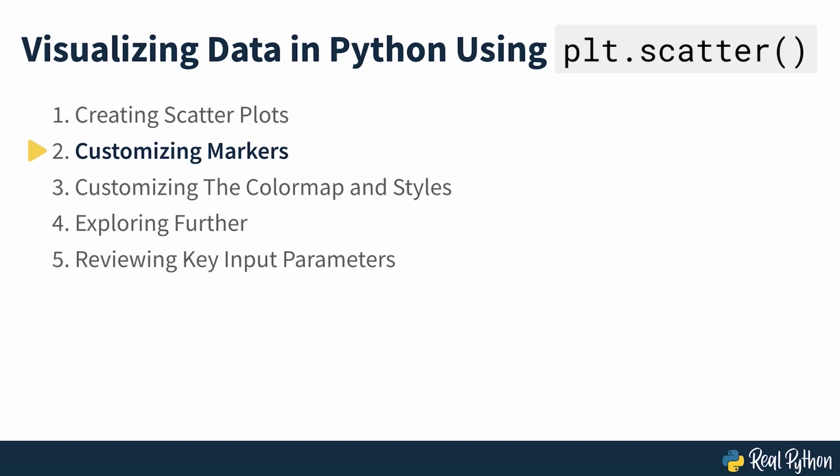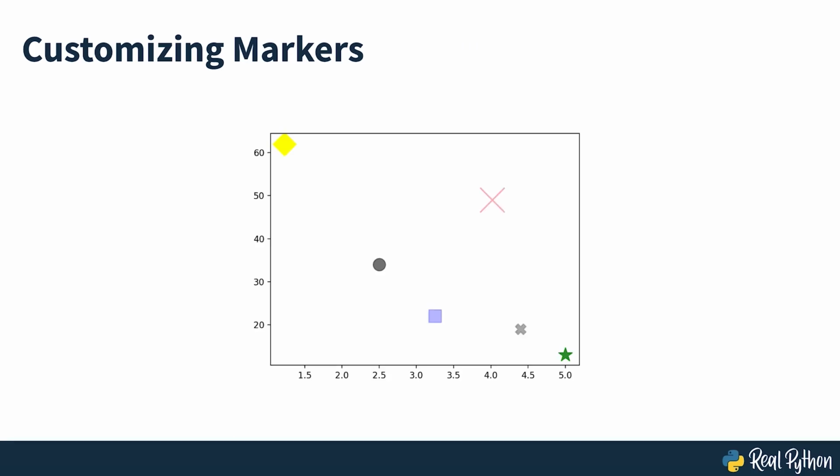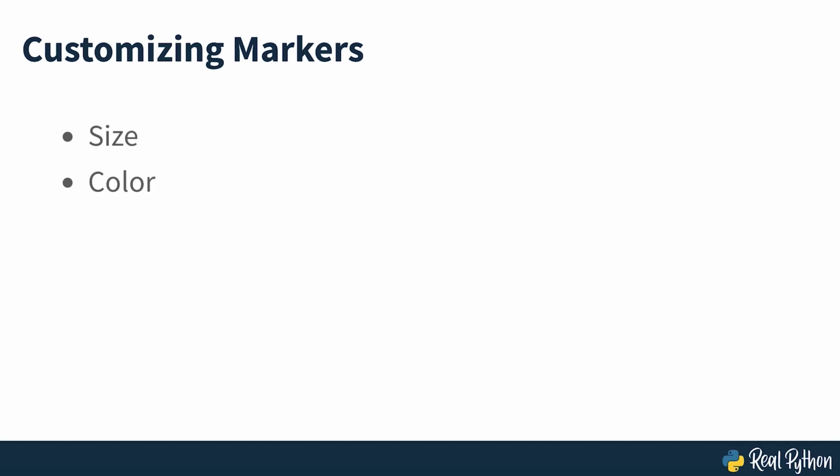Customizing markers in scatter plots. You can visualize more than two variables on a two-dimensional scatter plot by customizing the markers. There are four main features of the markers used in a scatter plot that you can customize with plt.scatter: size, color, shape, and transparency. In this section of the course, you'll learn how to modify all these properties, so let's get started by looking at size.